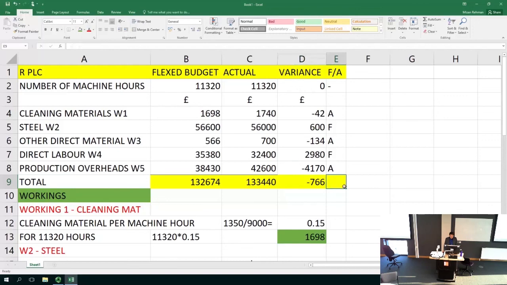The final variance is adverse as well, but it's not as bad as it looked in the original question. In question, you have to explain 27,640 pounds worth of variance. Now you have to explain only 7,766 pounds.